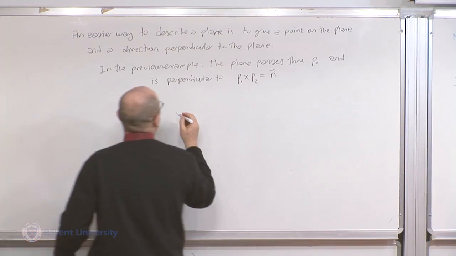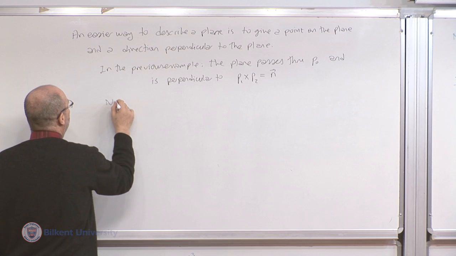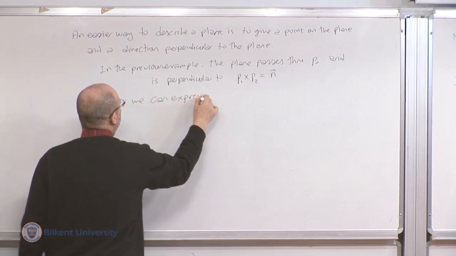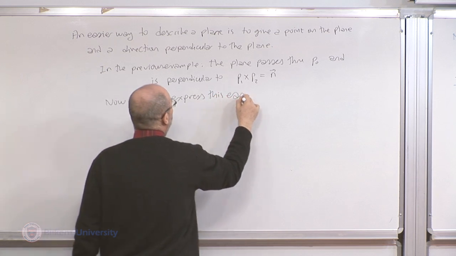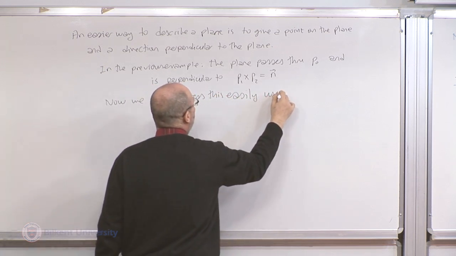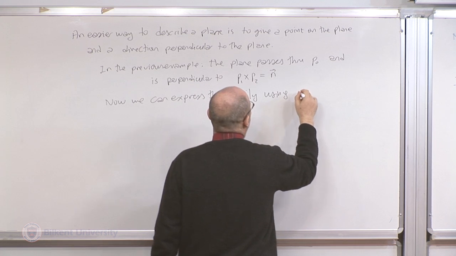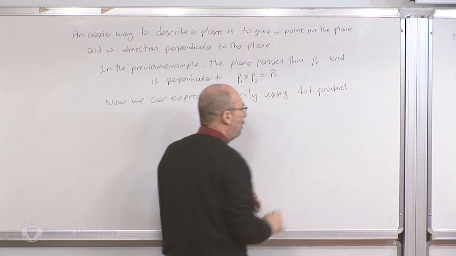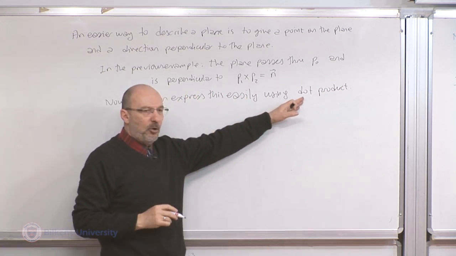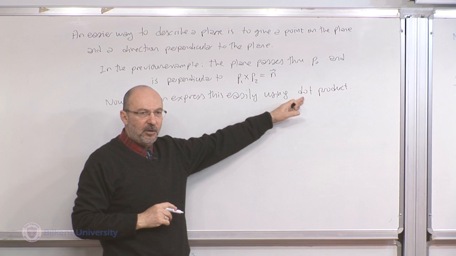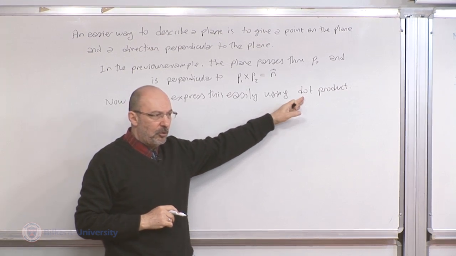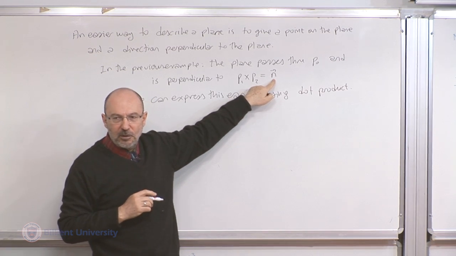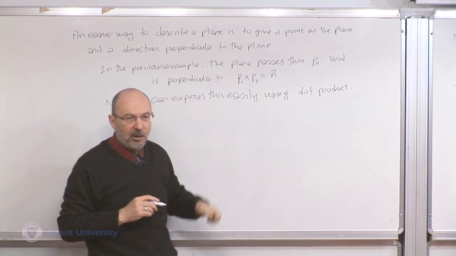Okay, so now we can express this easily using the dot product. Remember that two vectors are perpendicular to each other if and only if their dot product is equal to 0. So we have a vector which is going to be one of those vectors. So what is the other vector?